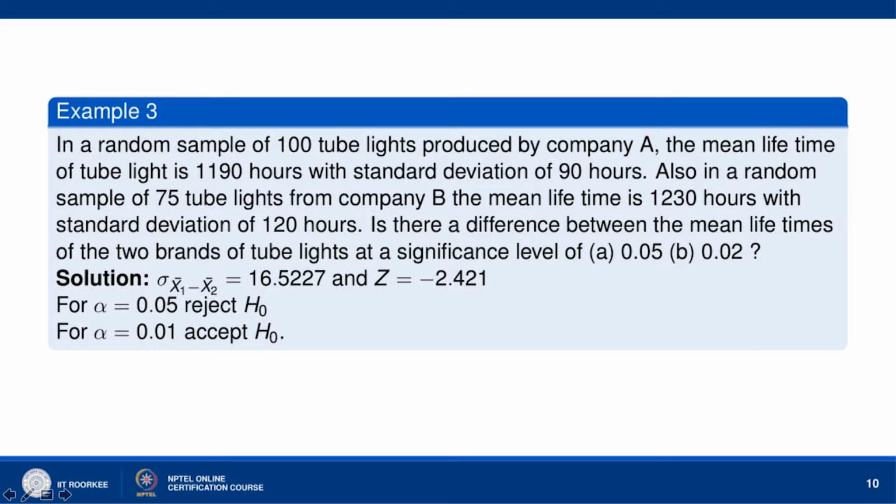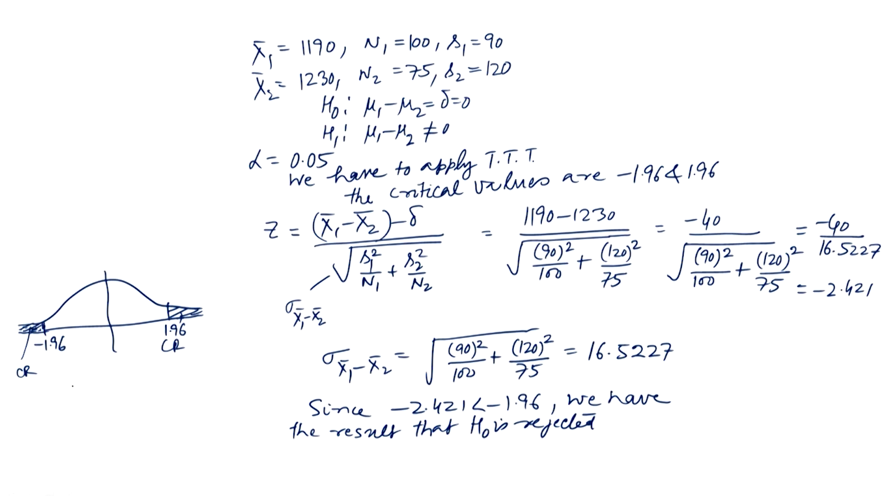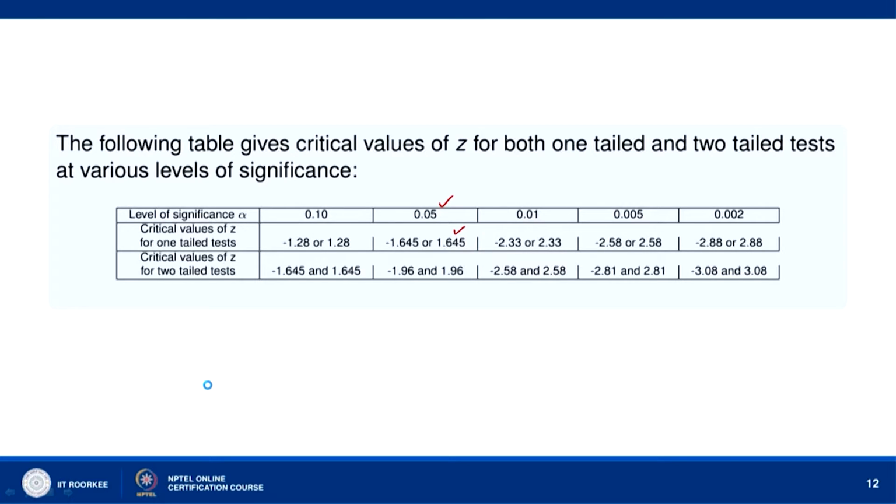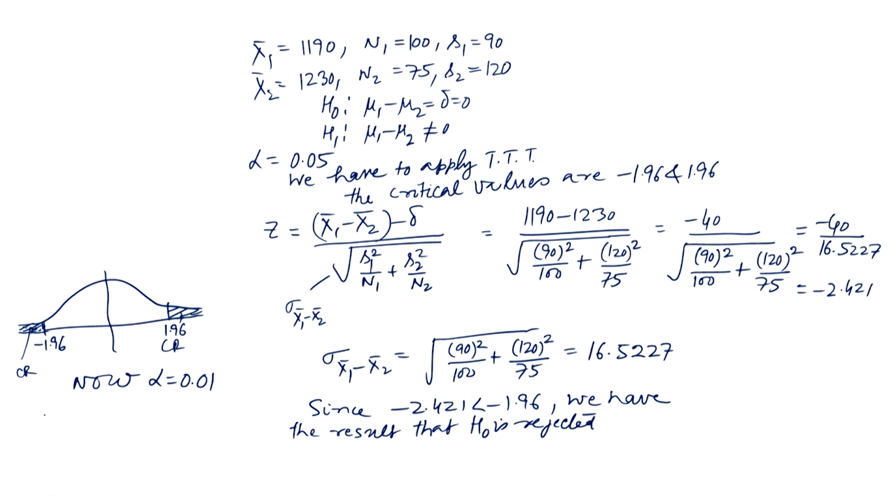Now, when you take alpha equal to 0.01, let us see what happens. Let alpha be equal to 0.01. Then for a two-tailed test, let us see what the critical values of Z are. The critical values of Z are minus 2.58 and plus 2.58. Now, the value of Z is minus 2.421.